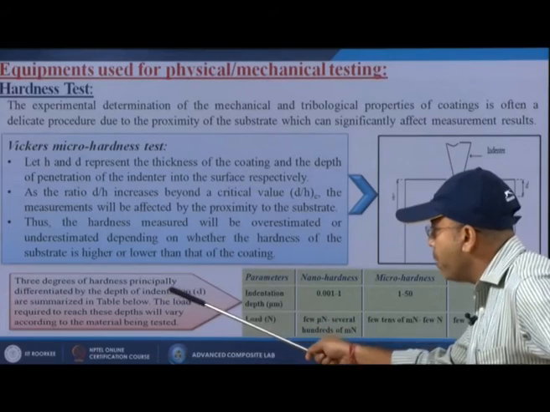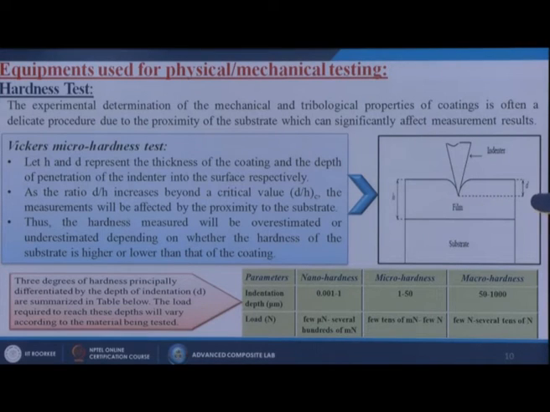The 3 degrees of hardness, principally differentiated by the depth of indentation d, are summarized in the table. The load required to reach these depths will vary according to the material being tested. Here the parameters are indentation depth in micrometers and the load we are giving, in newtons. For nano hardness, generally the indentation depth is 0.001 to 1 micrometer and the load is a few micro Newtons to several hundreds of milli Newtons. Then micro hardness is 1 to 50 micrometers, few tens of millinewtons to a few Newtons, and macro hardness is 50 to 1000 micrometers, a few Newtons to several tens of Newtons.